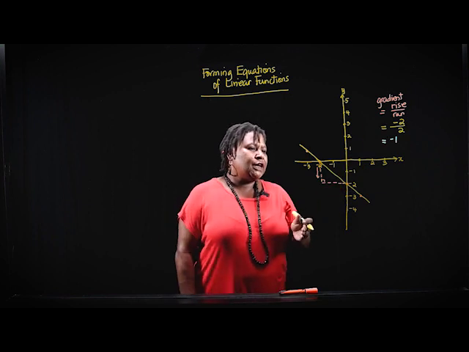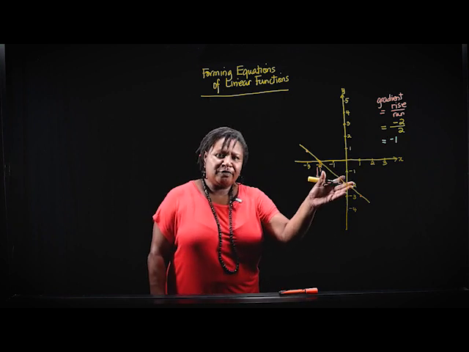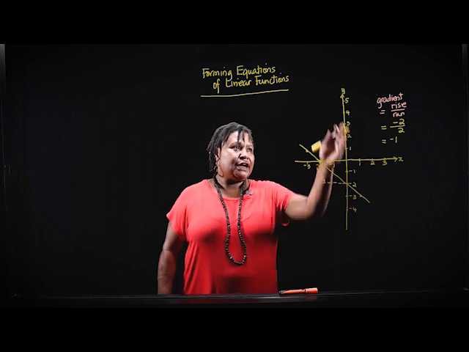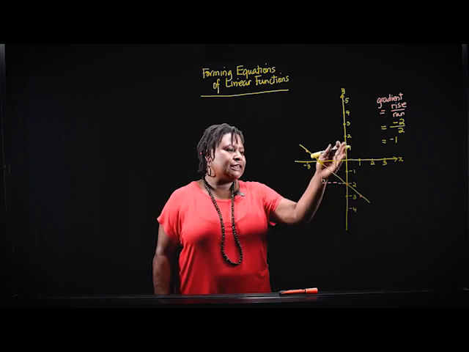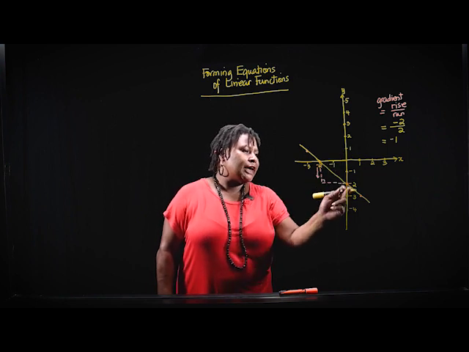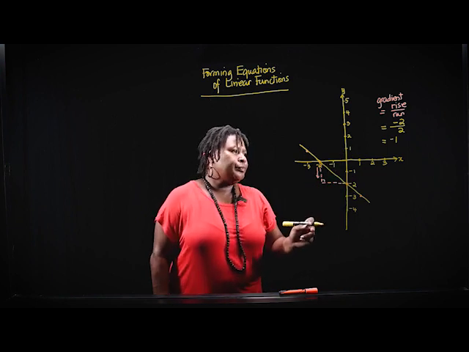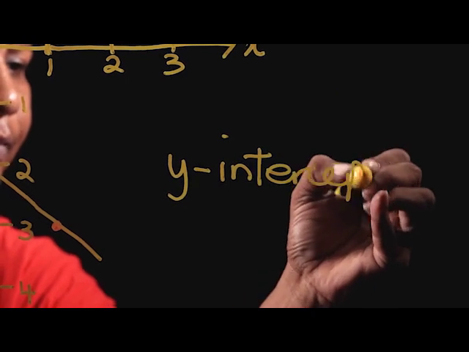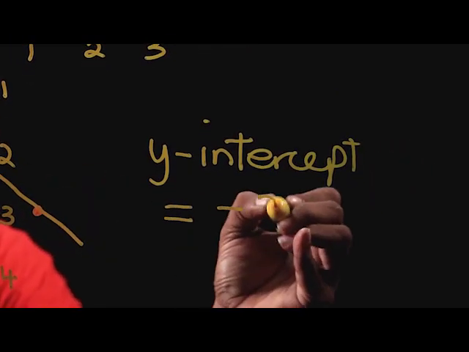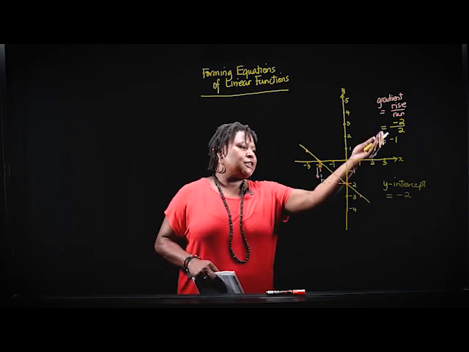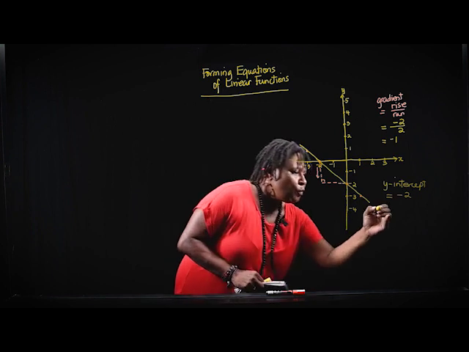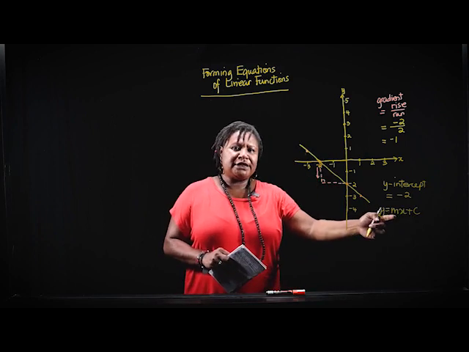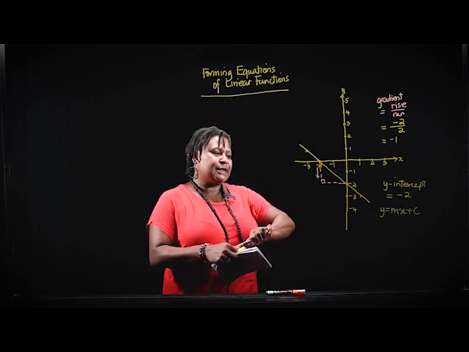Now that we have our gradient, we need to find the y-intercept. On a graph, it's very easy to identify because the y-intercept is the point where our straight line cuts the y-axis. In this case, our line crosses the y-axis at the point negative 2, so the y-intercept is equal to negative 2. The general rule in this case, because it has a y-intercept, will be y equals mx plus c, m representing gradient and c representing the y-intercept.